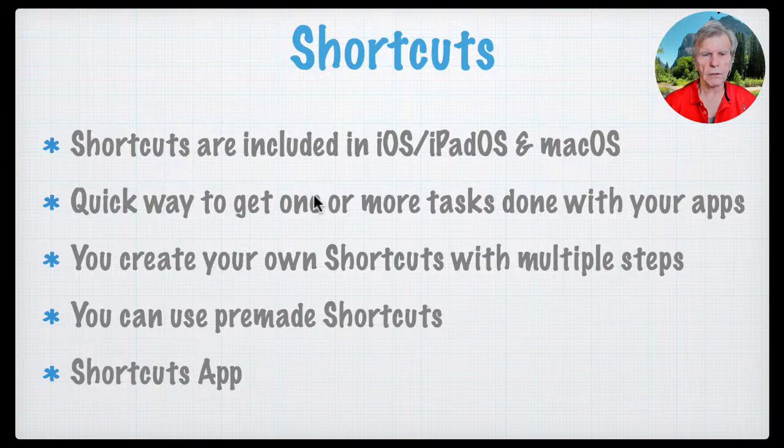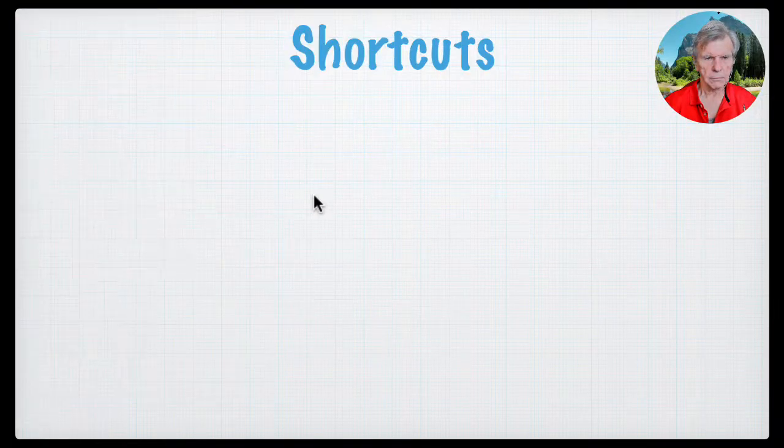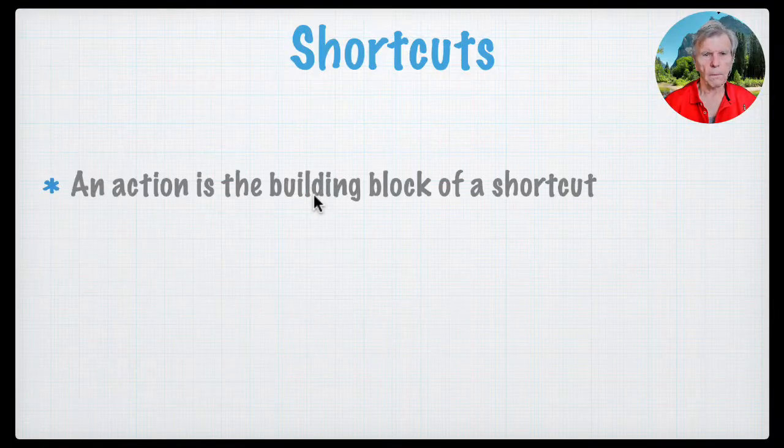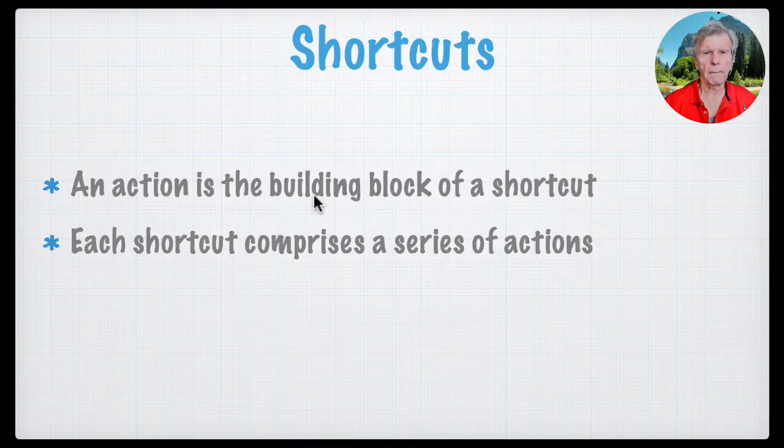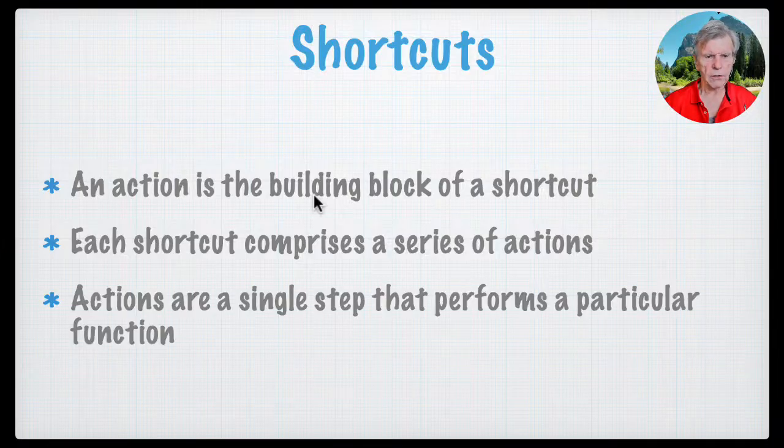So to use Shortcuts, you go to the Shortcuts app. The way it works is you have an action, which is the building block of a shortcut, and each shortcut comprises a series of these actions. Actions are a simple step that performs a simple function, and then you can string these actions together to do complex shortcuts.